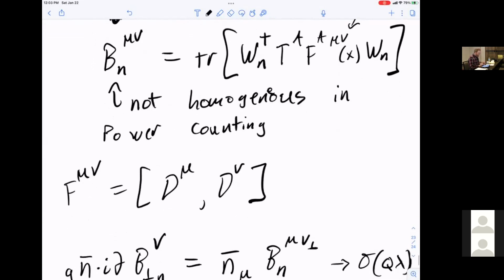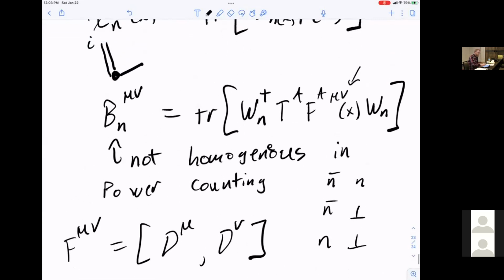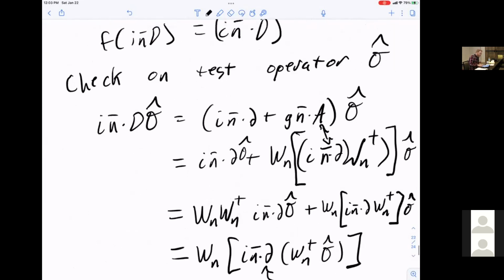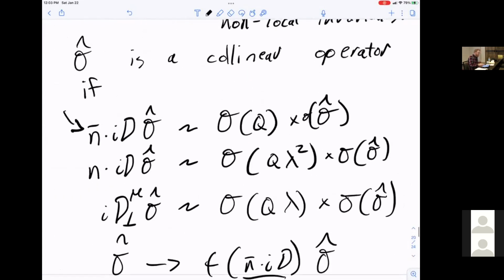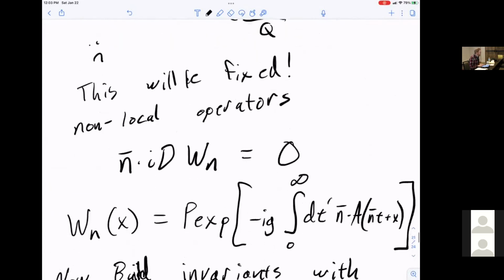Then I thought through the different components, the n bar perp, n perp, this is way power suppressed, and so on and so forth. And I just found the first one that was non-vanishing. And then using the power counting that I had for my derivatives up here, which is the power counting I have for my momenta, that tells me the order that the operator is, which is coming in at order lambda squared.